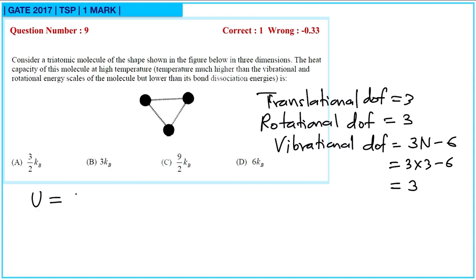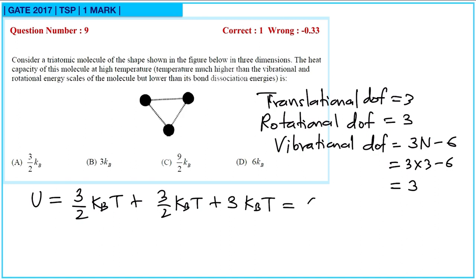Now total energy is equal to, for translational and rotational we multiply by half kBT, and for vibrational kBT. So this will be 3 by 2 kBT plus 3 by 2 kBT plus 3 kBT. This is equal to 6 kBT. So heat capacity is equal to dU by dT, which is equal to 6 kB. So option D is correct here.